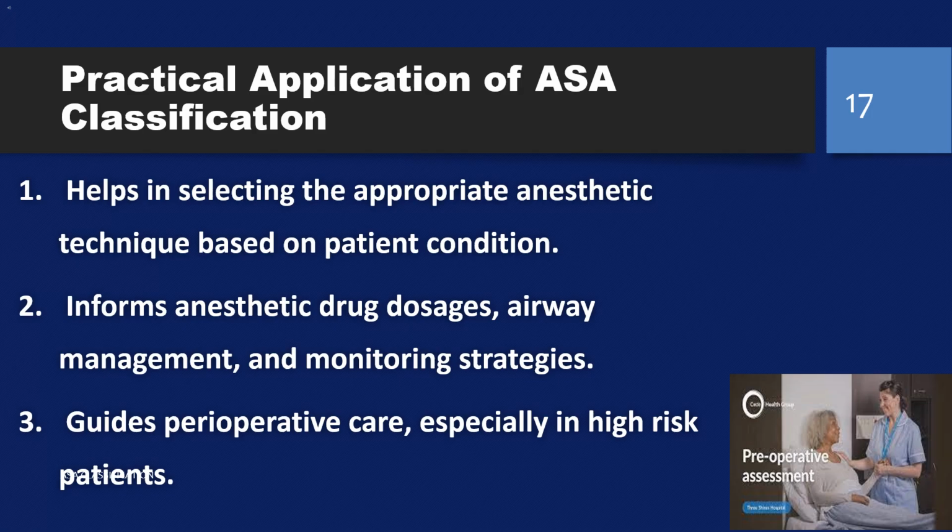3. Perioperative care. 1. High-risk patients. The ASA classification guides perioperative care, especially for high-risk patients who require close monitoring and aggressive management. 2. Personalized care. Perioperative care is personalized to the patient's specific needs, taking into account their ASA classification and underlying condition. The ASA classification has practical applications in anesthesia care, guiding the selection of anesthetic techniques, anesthetic management, and perioperative care to ensure optimal patient outcomes.